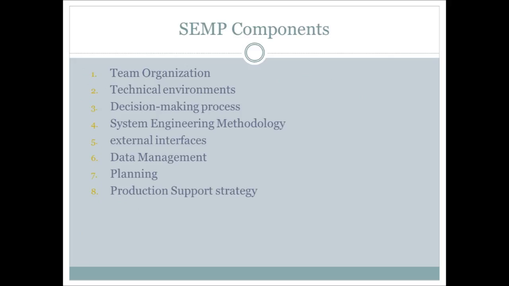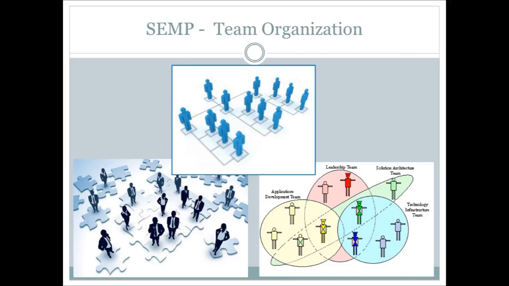Breaking down the components of a systems engineering management plan, there are the team organization, the technical environment, also a decision-making process, systems engineering methodology, any kind of external interfaces, also our data management, planning, and any kind of production support strategy for lifecycle management. During the next several slides, I'll go into each one of these in more detail.